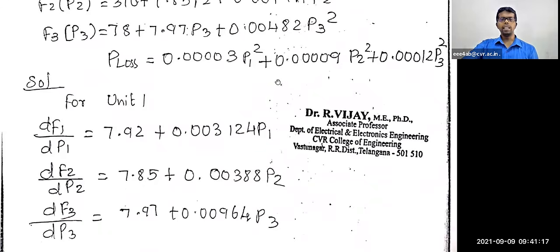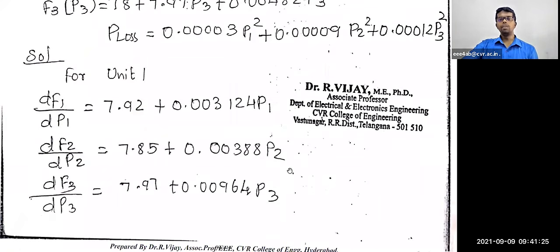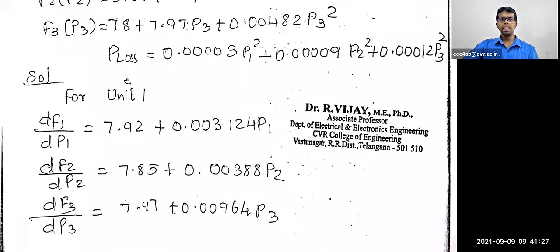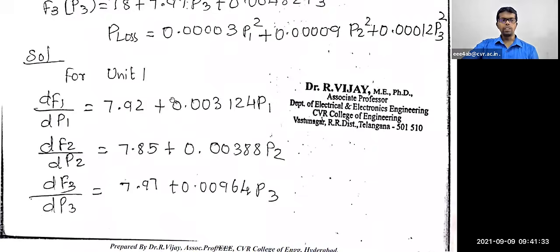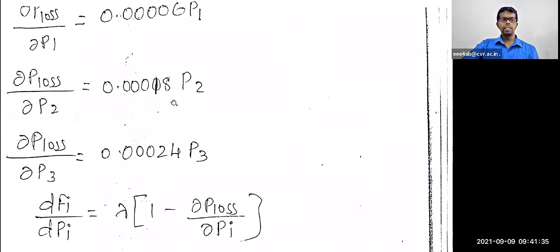Next, differentiating the fuel cost function 3 with respect to p3, that is 7.97 plus 0.00964 p3. Next, we are differentiating ∂P_loss with respect to ∂Pi, where i is equal to 1, 2, 3, because only 3 generating units are given.